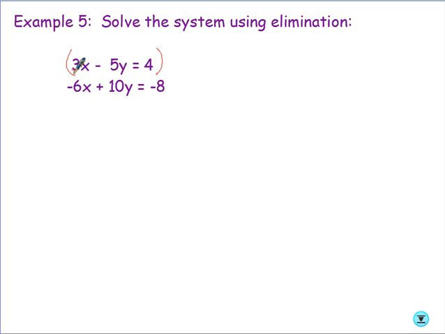3 times what gives you 18? So that would be 6. Negative 6 times what gives you negative 18? Well, that would be, not negative, that would be positive 3. If the negative is inside, the outsides are both positives. If both insides are positives, there's one negative outside.